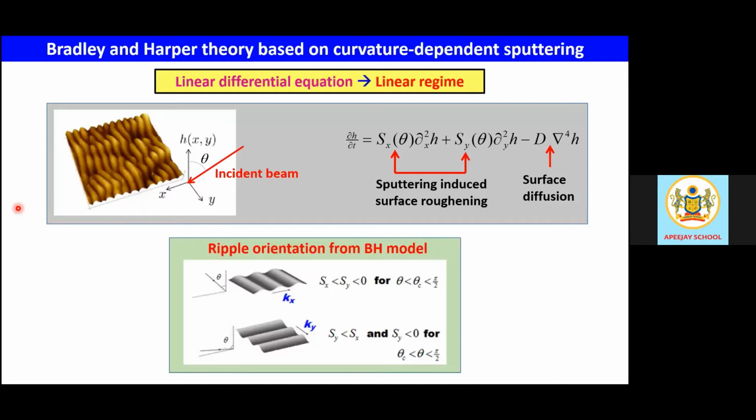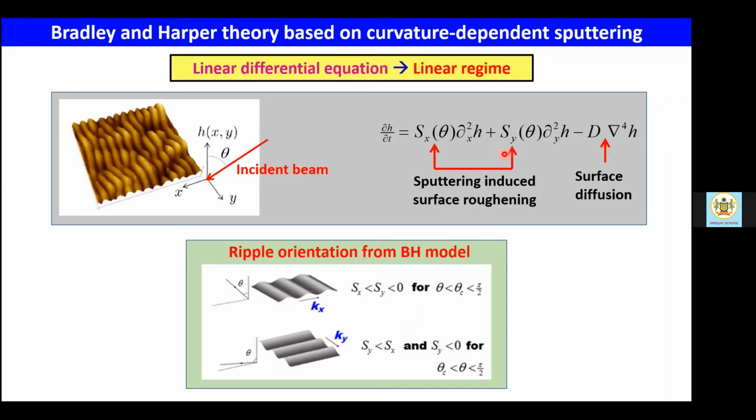A very important thing, as I had told you, is this equation. This is the linear differential equation, in the linear region of course, where we get to see the ripple formation. Importantly, these Sx and Sy are the x and y components of the sputter erosion, so these are known as sputter coefficients. These Sx and Sy terms give sputtering-induced surface roughening, while this term gives the surface diffusion.